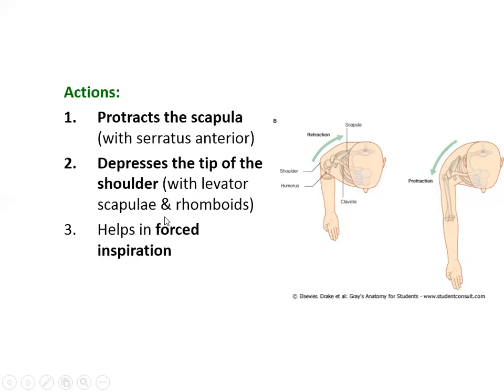This muscle also helps in the forced inspiration. So this mainly doesn't help in normal respiration, but in case of forced inspiration, this helps in the movement of the chest wall by pulling the scapula forwards. So slightly there is a role. Okay, so the main function of this muscle will be the protraction of the scapula as well as the depression of the shoulder.